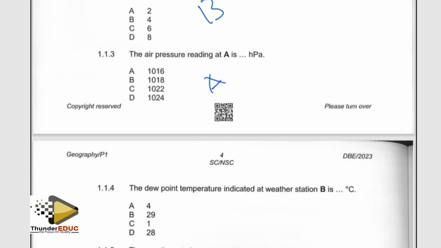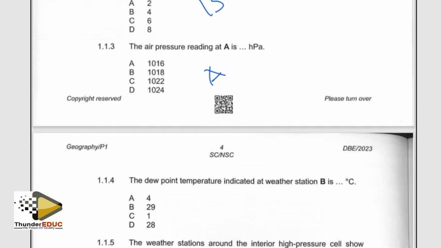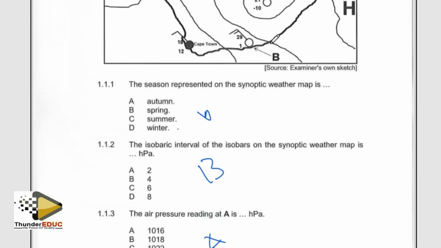We go forward. 1.4. The dew point temperature indicated at weather station B is dash degrees centigrade. We go to weather station B, the dew point. Of course, this one on top is the air temperature. The one down is the dew point temperature, which is 1. So the answer is 1. And when you check the options that are given there, 1 is there, and which is C.